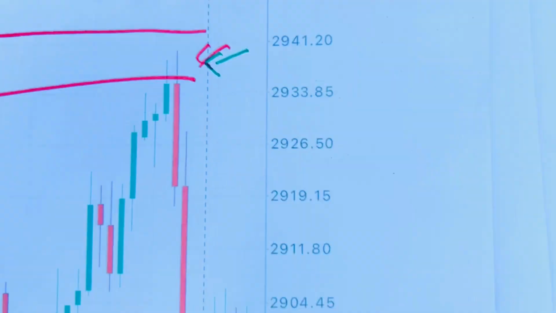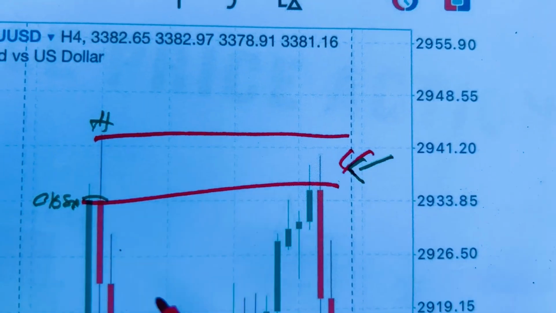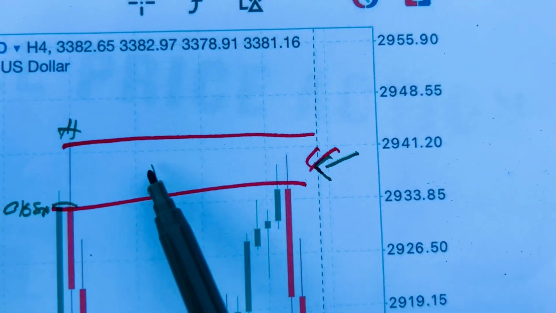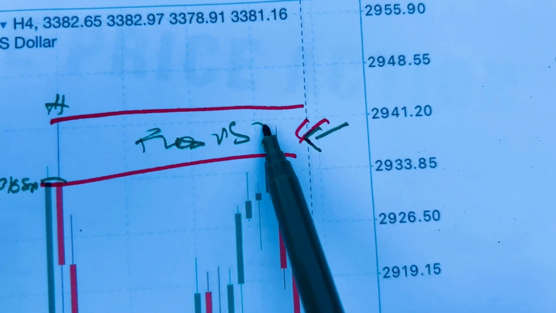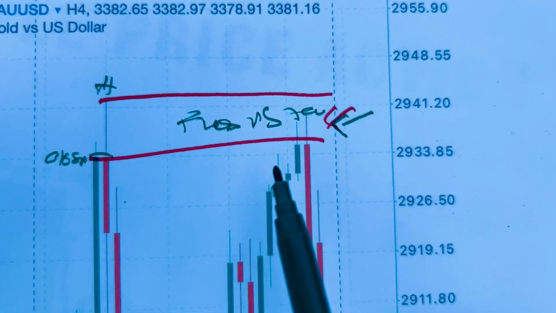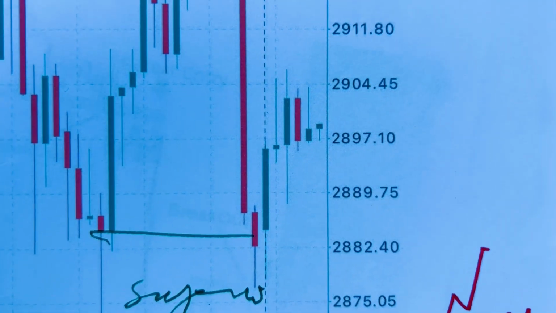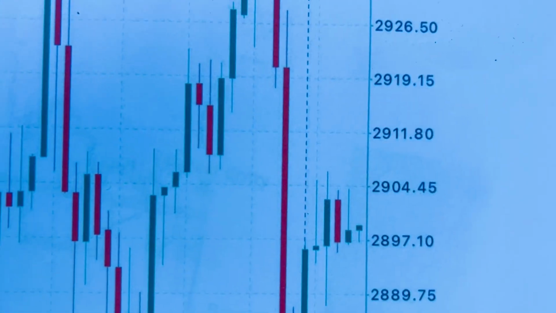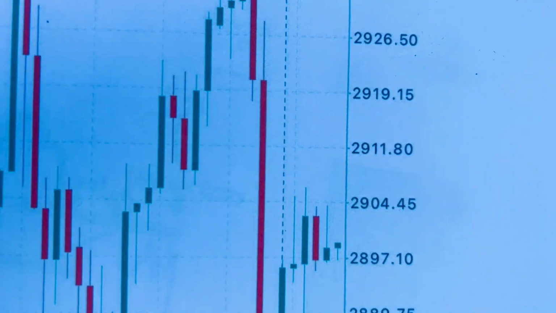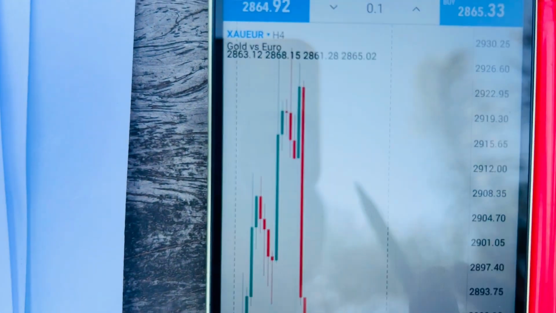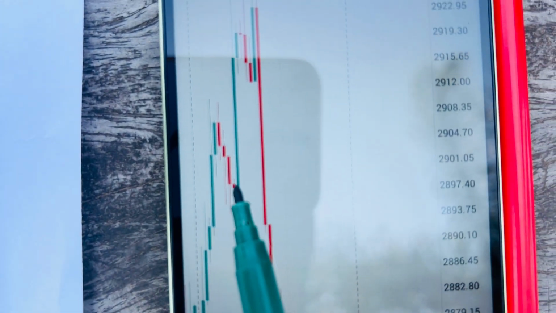So these zones form your resistance. For some beginners, maybe you are trying to connect the dots. This is your resistance, this is your support area. Now this support and resistance can be broken, just like if you look at 4 hours here. You can see we had a break.